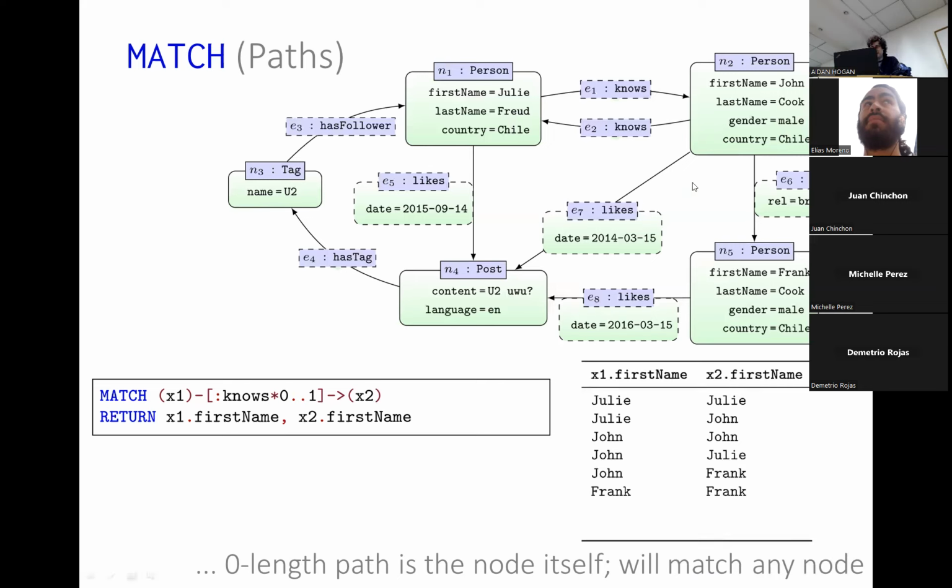So here we get the 8 results. We get Julie, Julie in the 0 length path. We get John, John. We get Frank, Frank. We get Julie, John because of the 1 length path. John, Julie for the 1 length path, and John, Frank for the 1 length path. And then we get blank results for these because they have no first names. So we get 2 blank results, one for this node here and another for this node here.